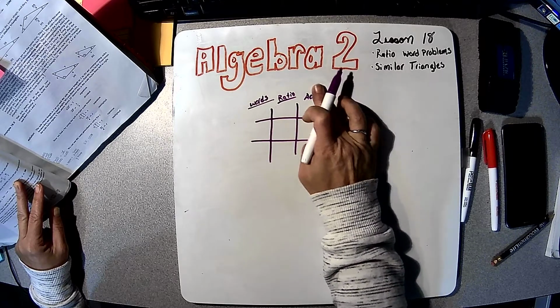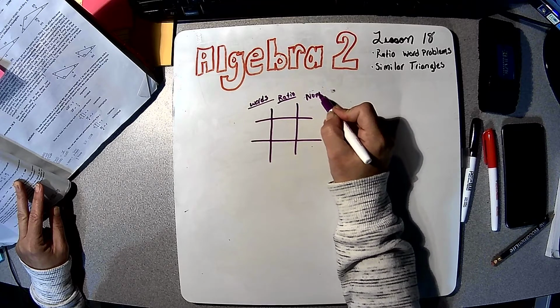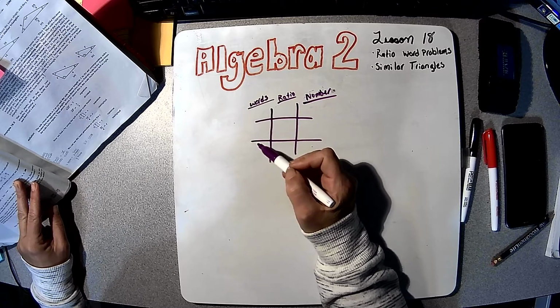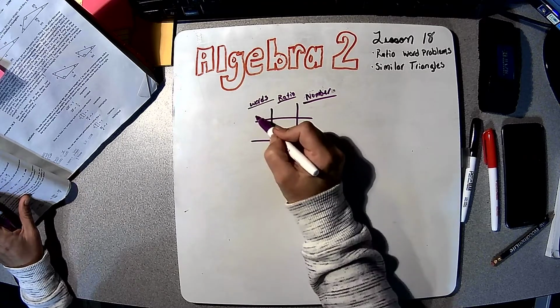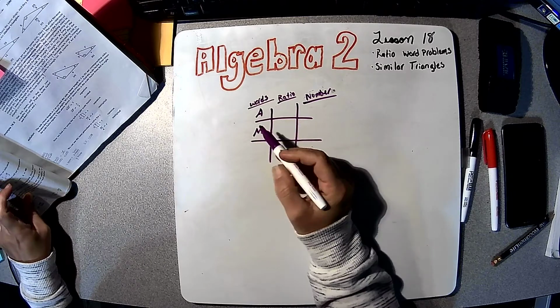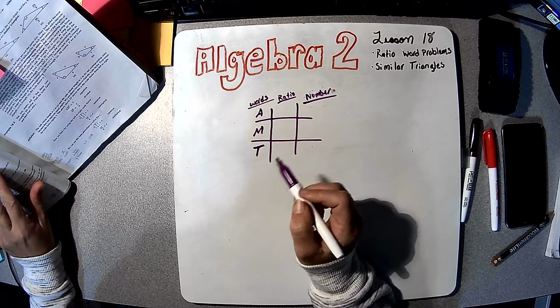Can't spell actual. We'll just write number. Okay? All right, so in this first line, we're talking about Arabian horses, so we'll use an A for that, and mixed breed horses, so we'll use an M for that. And then down here, we're going to have the total horses in the entire herd. And then we're just going to fill in numbers.